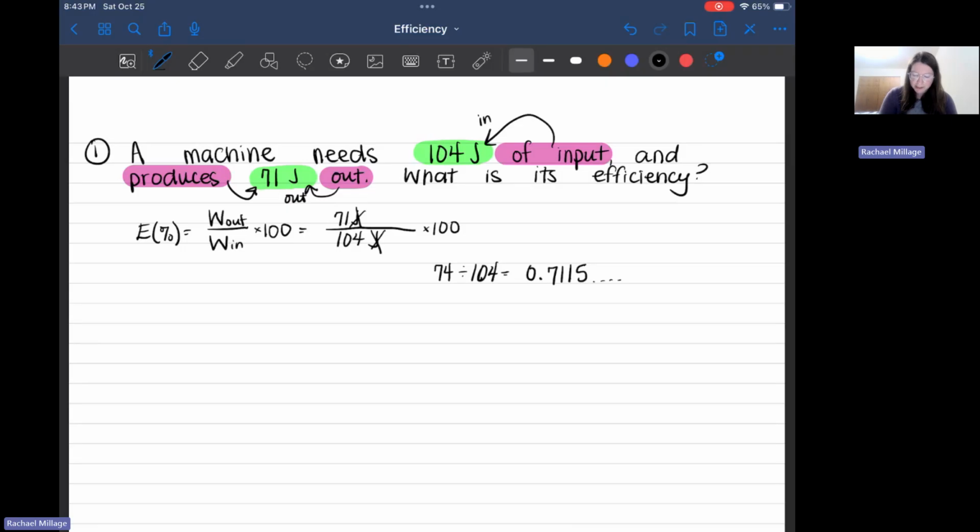Now I can multiply this number times 100. And that gives me 71.15, and then it keeps going. But I'm going to round this to the nearest percent. So when I look at this 0.15, that's going to round down. So my answer is going to be 71%. That is my answer. That is my percent efficiency for this machine.